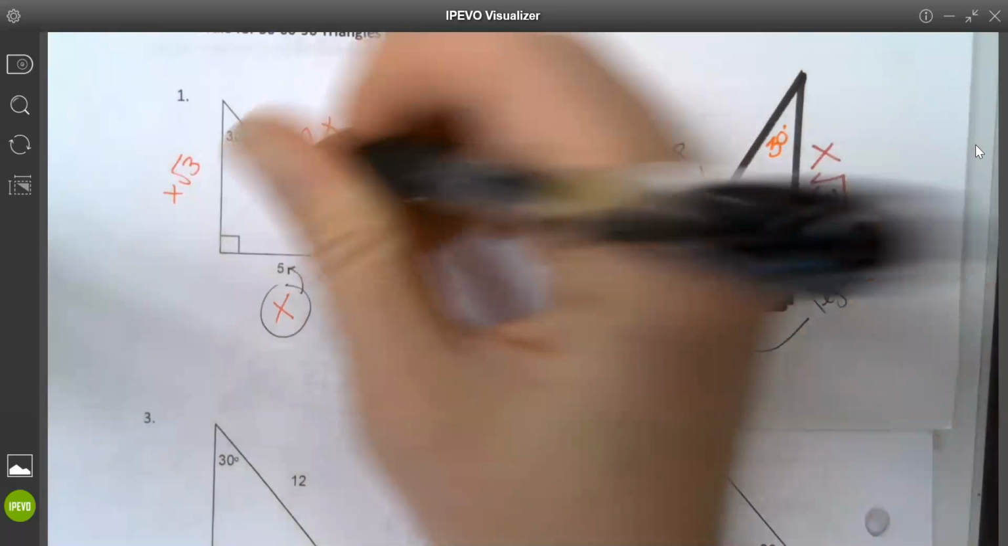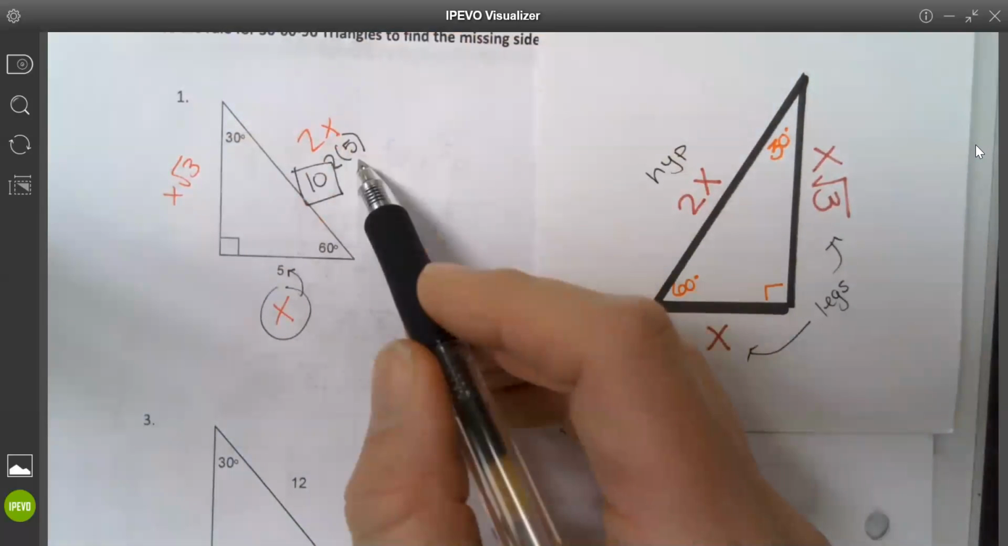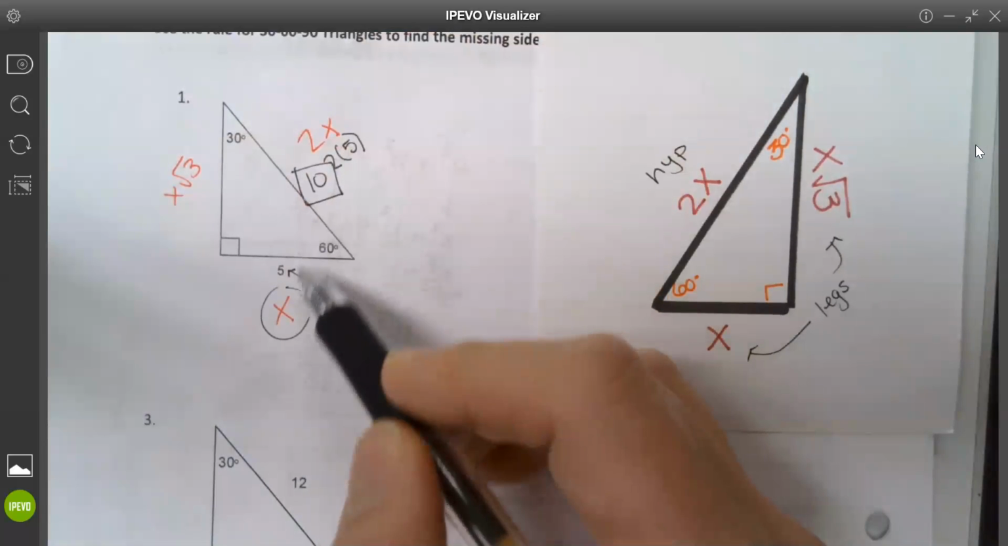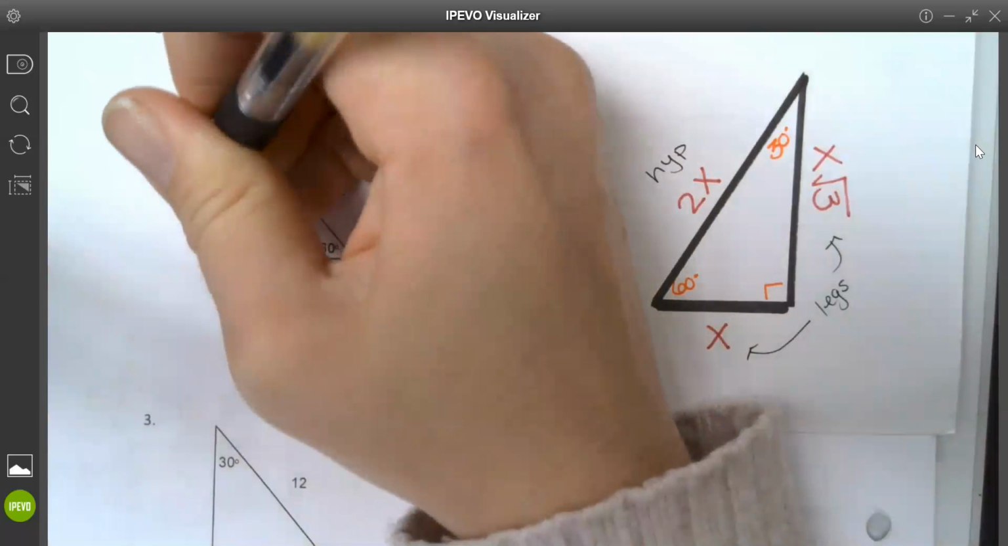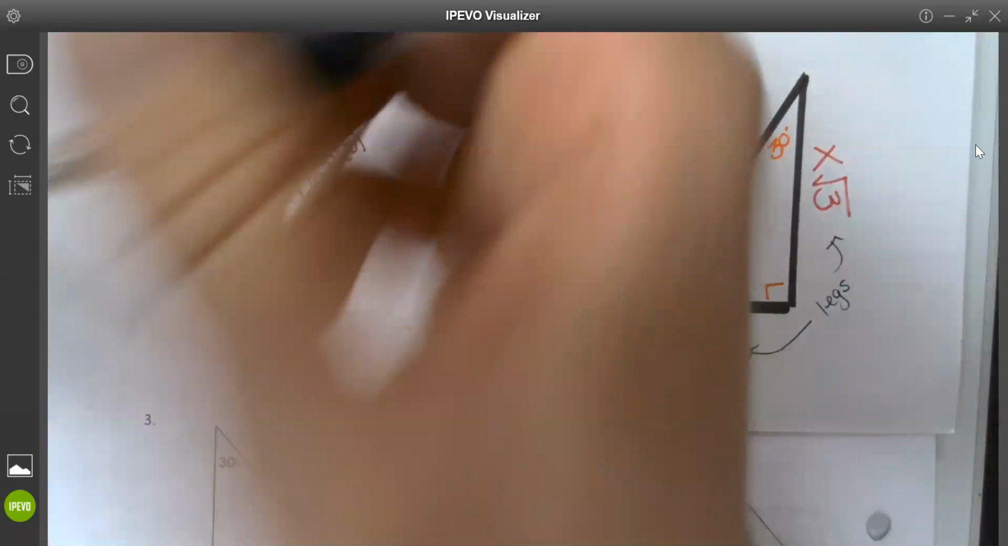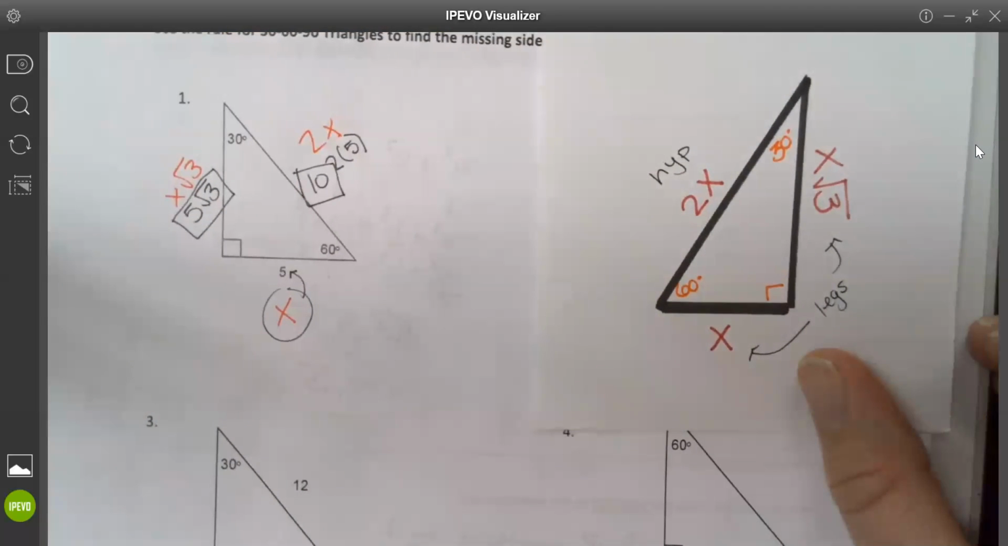I'm getting 10 by just plugging in. I know x is 5. I plug it into the pattern: 2 times 5 is 10. I plug it in here: 5 rad 3. I'm done. I don't even have any cleaning up to do there. If I plug x in, I'm done. I have 5 rad 3. There are my 3 sides.